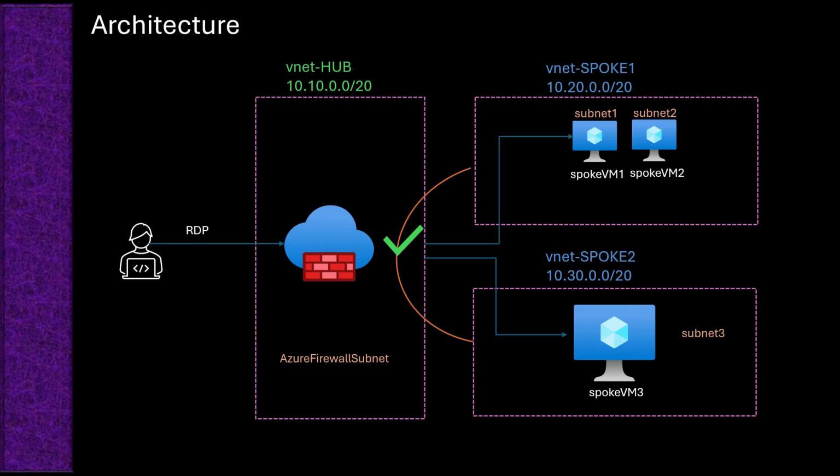So we have a hub and spoke architecture. We have a hub VNet and we got two spoke VNets. These two spoke VNets are paired with the hub VNet.